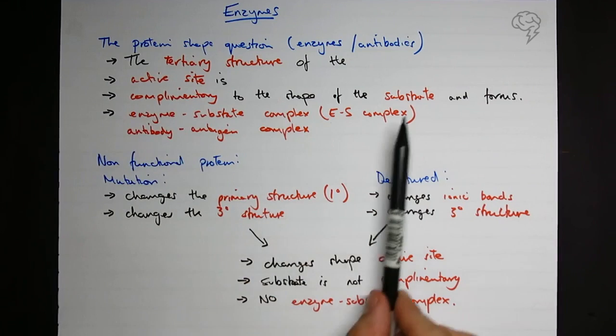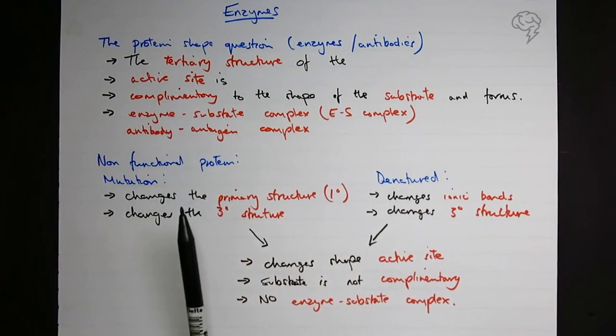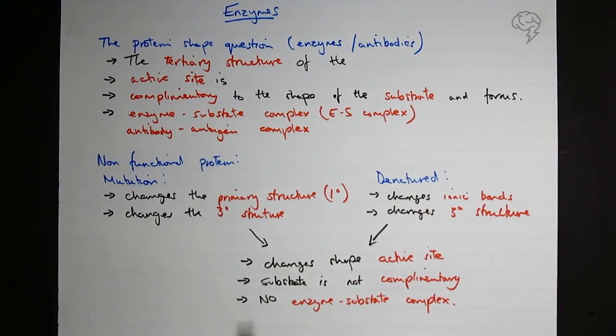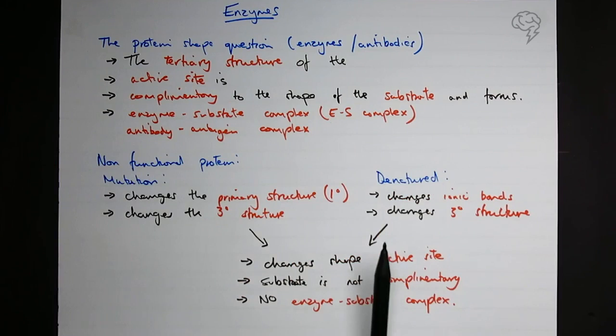And then we need to say, is the substrate complementary to the active site? So we always have to mention the active site, and we always need to say if it's complementary or not. And then finally, we need to say whether or not it forms an enzyme substrate complex, or an antigen-antibody complex, or antibody-antigen complex. If you can answer the questions using that terminology in that structure, you will get full marks on all those enzyme questions.